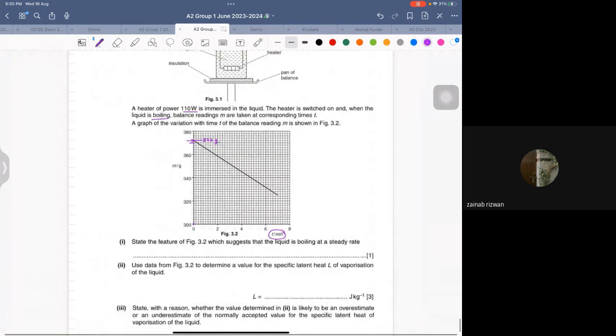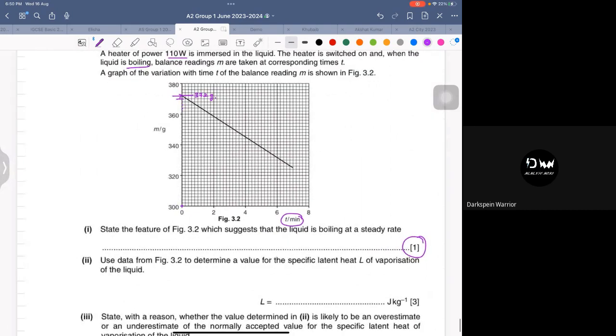Now it says state the feature which suggests the liquid is boiling at a steady rate. Who's going to tell me this? First of all, the gradient is constant, a straight diagonal line, which indicates that with equal changes in time, there is a constant decrease in mass. Yes, so we can basically just write it with one mark. You don't need to write so much detail. Just write it has a constant gradient, which means that for equal intervals of time, there is equal change in mass boiling. Is it clear?